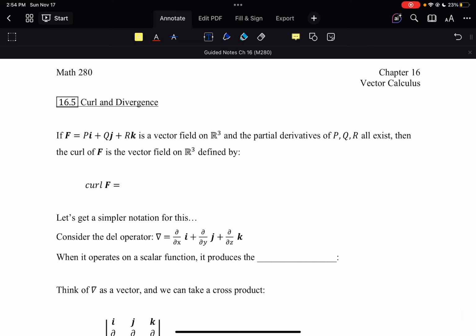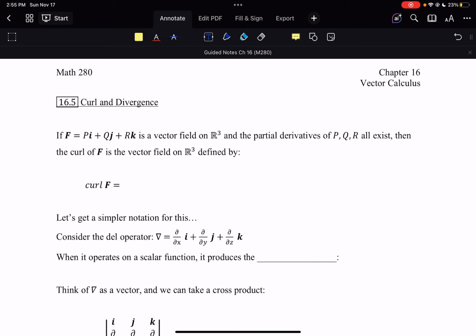Welcome to section 16.5. In this section, we're going to be looking at a couple new types of calculations that we can perform involving vector fields. And we're going to see how we can use these to solve some problems.